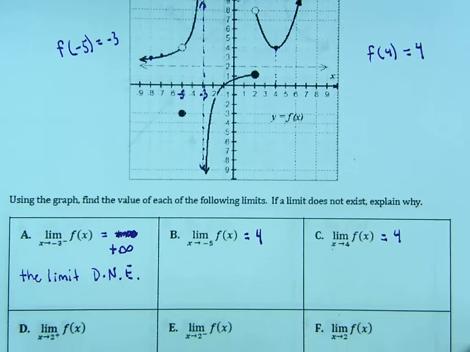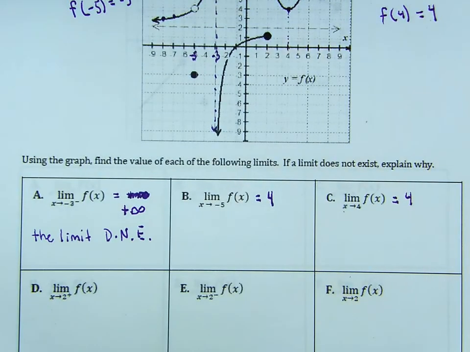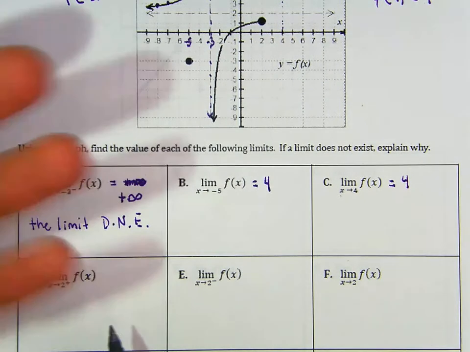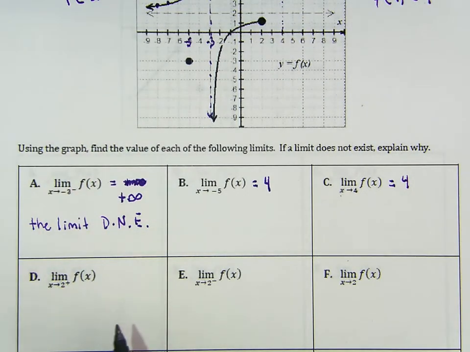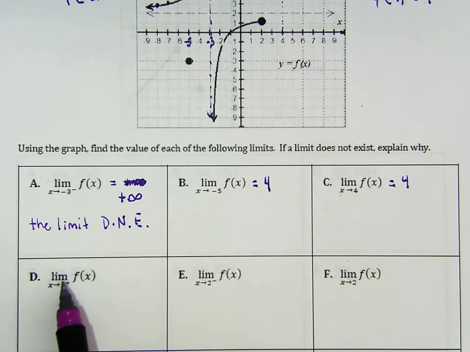Let's try and do the next one. Here, letter D. Try and do this one by yourself, and read it. I want you to practice reading it out loud. Even if there's no one in the room, don't think you're a crazy person, right? Just get the habit of saying it. The limit of f of x as x approaches 2 from the right.